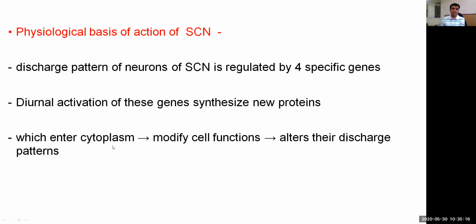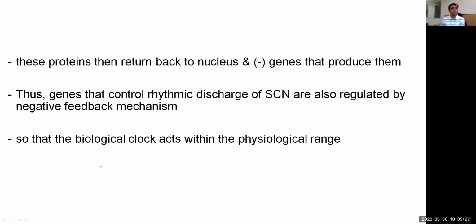These new proteins enter the cytoplasm of the cell and cause modification in the cell function, in the form of altering the discharge pattern of the cells when they enter the cytoplasm. These proteins, after carrying out their function, return back to the nucleus from the cytoplasm. And when they enter the nucleus, they inhibit the genes that produce them.